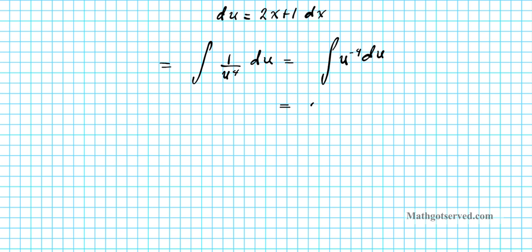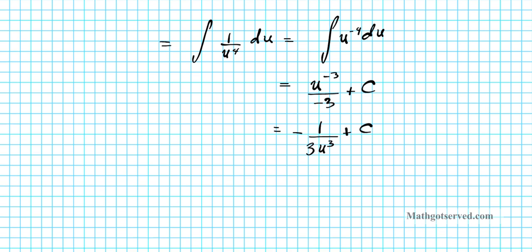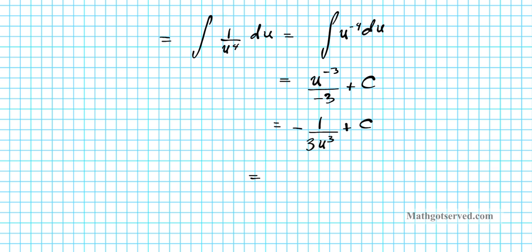This becomes u to the negative 4 plus 1, which is negative 3, over negative 4 plus 1, which is negative 3, plus c. Okay, let's rewrite this. This is the same thing as negative 1, using the reciprocal property of exponents, u to the third, because of this negative right here, plus c. Now let's put it back in what u was. Okay, u was x squared plus x minus 2. So our final result is going to be negative 1 over 3 times x squared plus x minus 2 to the third power plus c. And there goes your final answer.